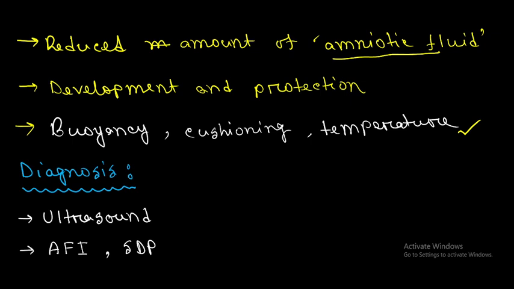oligohydramnios. How can we diagnose oligohydramnios? The diagnosis of oligohydramnios is typically made through ultrasound examination, which measures the amniotic fluid volume using various methods such as amniotic fluid index (AFI) or the single deepest pocket (SDP) measurement.